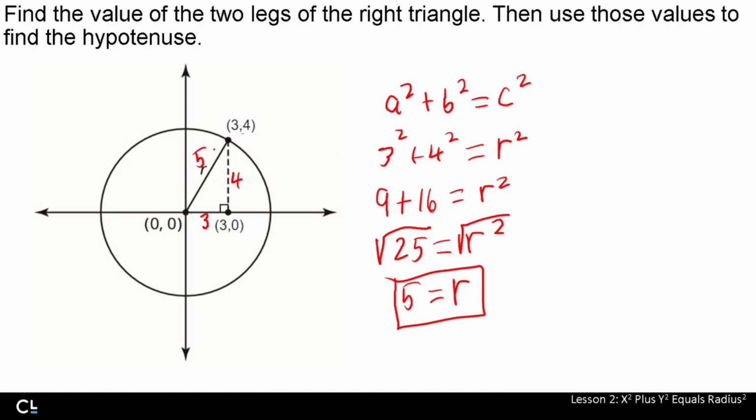This is a 3, 4, 5 triangle. Nice, perfect triangle for us. So we use those horizontal and vertical values to find the radius of this circle.